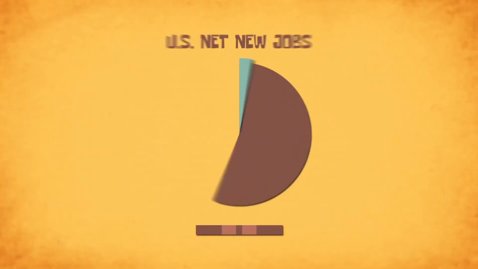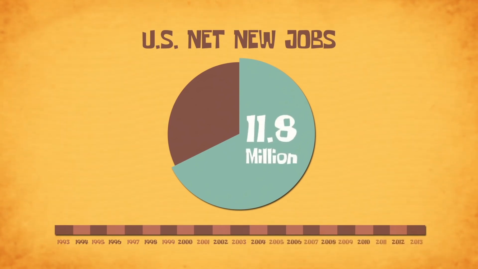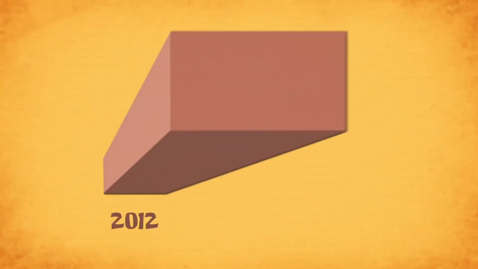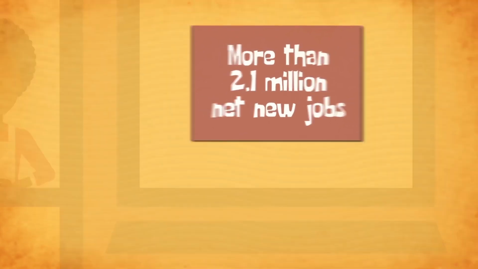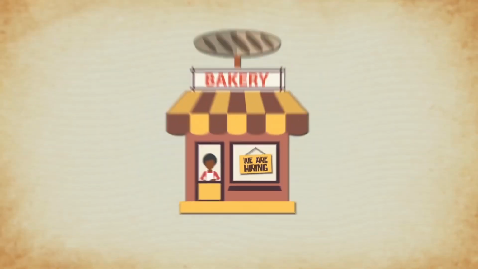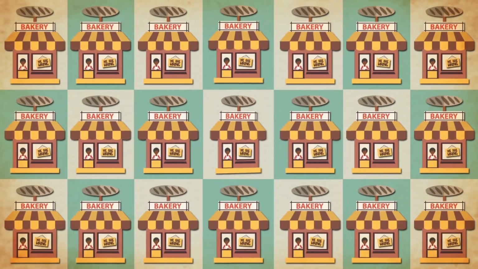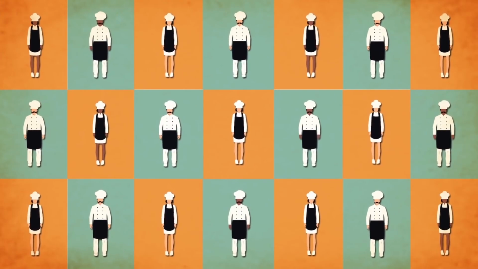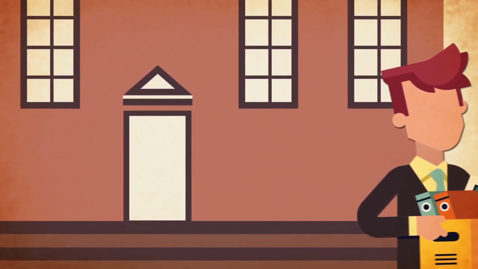U.S. small businesses accounted for almost 2/3 of the net new jobs created between 1993 and 2013, a grand total of 11.8 million new career opportunities. In 2012, small businesses created more than 2.1 million net new jobs. Small businesses are the country's main job creators because they're often growing and looking for new markets to expand. To do so, they need additional employees along the way. Large businesses, on the other hand, generally stay the same size, hiring new employees to replace departing ones.